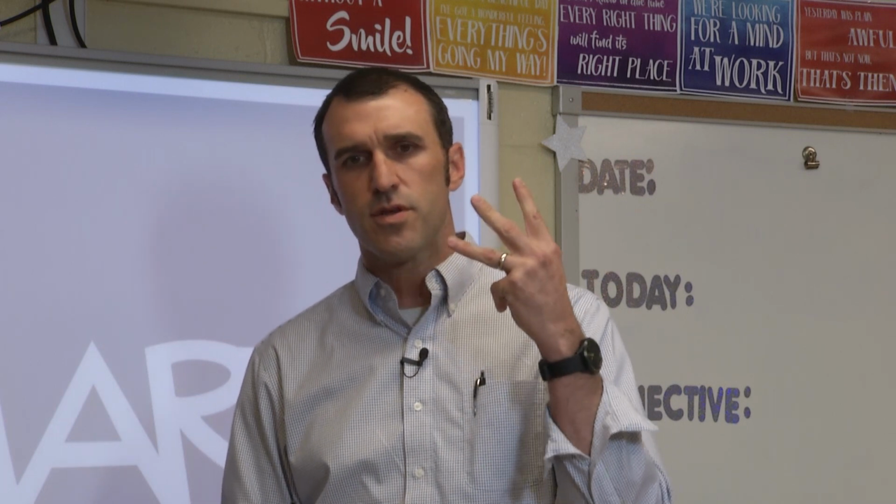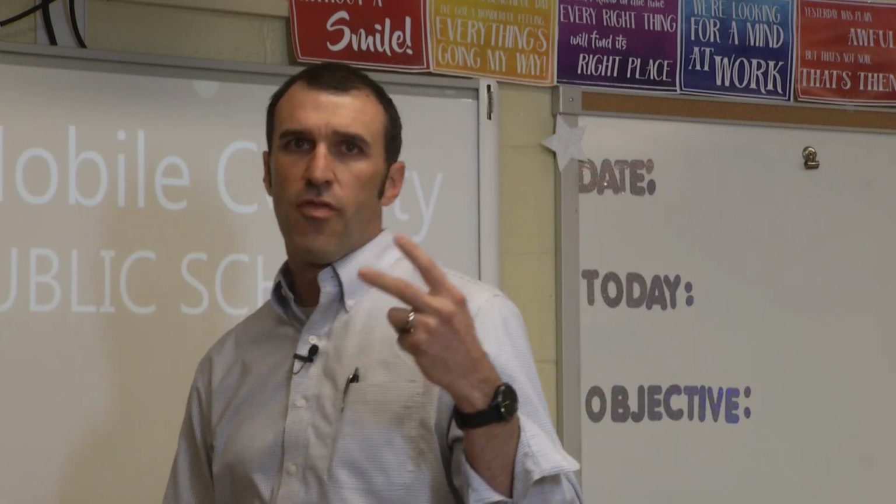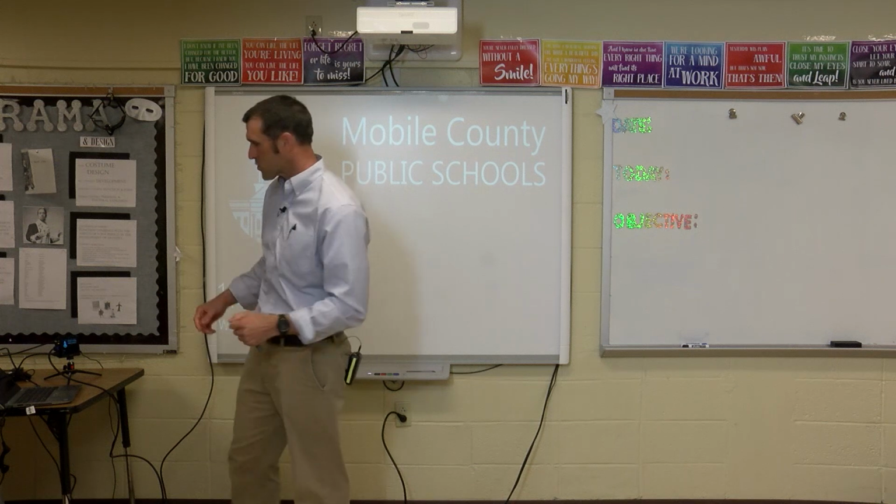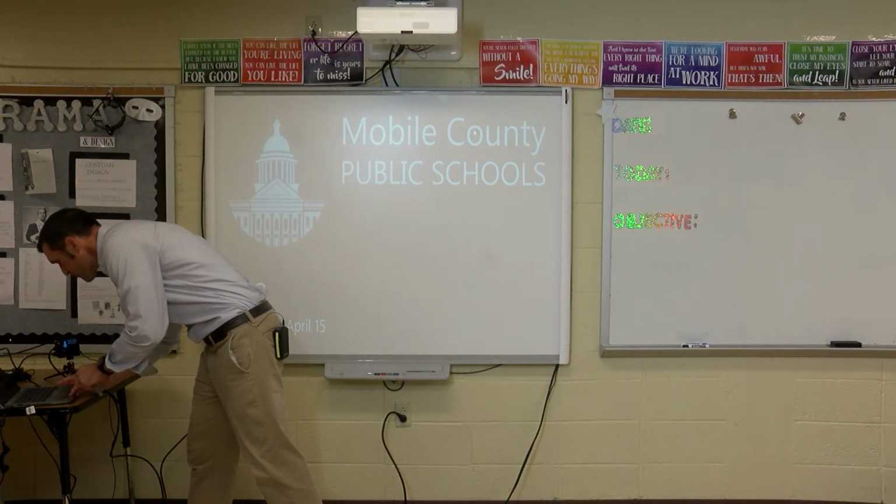So as we look at the 3 isms, and as the computer comes back up, we'll be able to see it. There's 3 of them. The first is imperialism. The second is nationalism. And the third is militarism. So think about what those words might mean.